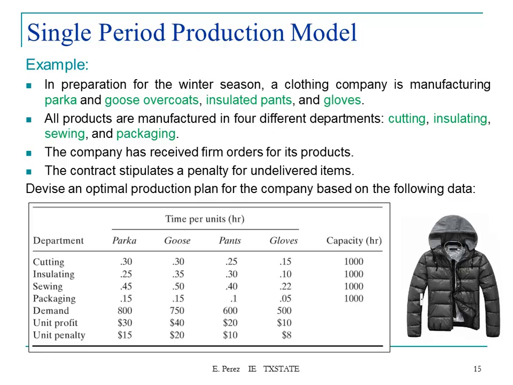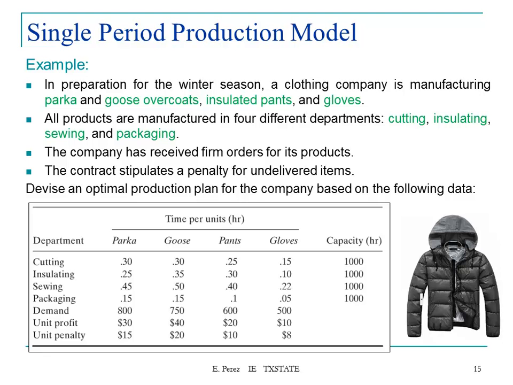So here we have a preparation for winter season. A clothing company is manufacturing these type of jackets or parka boots, overcoats, insulated pants, and gloves. All products are manufactured in 4 different departments. So you have 4 departments in terms of the production: cutting, insulating, sewing, and packaging. The company has received orders for this product, so you already know the demand for your product beforehand. You know how many you need to produce in the following weeks.